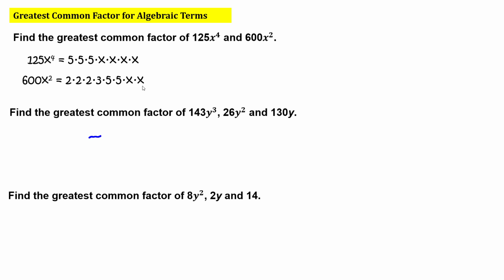Then you look at the common factors. They have a 5 in common, another 5 in common, an x in common, and another x in common. 5 times 5 is 25, times x is 25x, times another x is 25x squared. So the greatest common factor of 125x to the fourth and 600x squared is 25x squared. If it feels like you've already done these, it's because you have. I did these last time. This is just a review, so you have them with these notes as well.